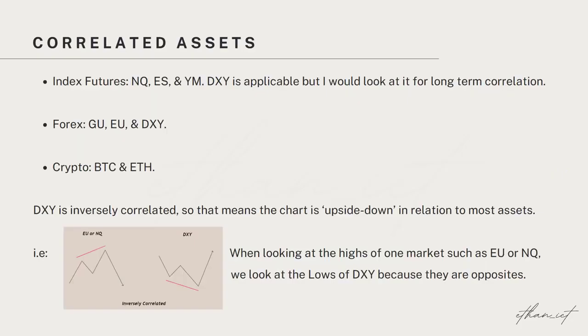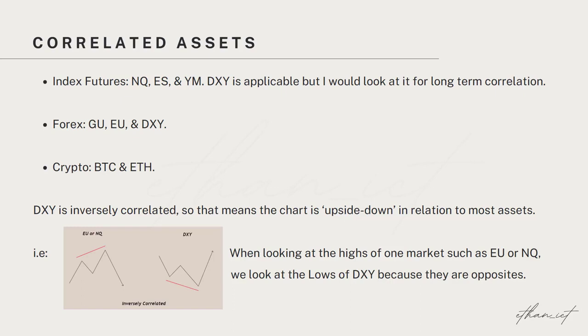As I mainly trade index futures, I only know a few correlated assets. So for index futures, I refer to NQ, ES, and YM. DXY is also applicable, but I would look at it for longer term correlations. Another use case for DXY that I use personally is if NQ, ES, and YM are not providing immediate feedback, I will refer to the dollar index as well. For Forex, I only analyze EU, so the correlated assets are EU, GU, and DXY. For crypto, it would be Bitcoin and Ethereum.